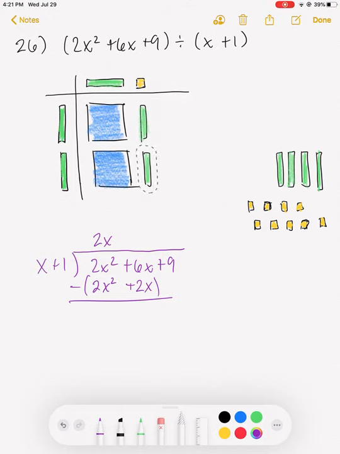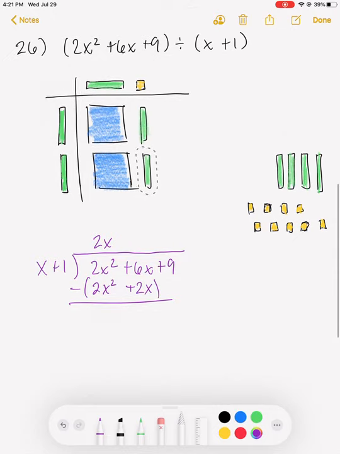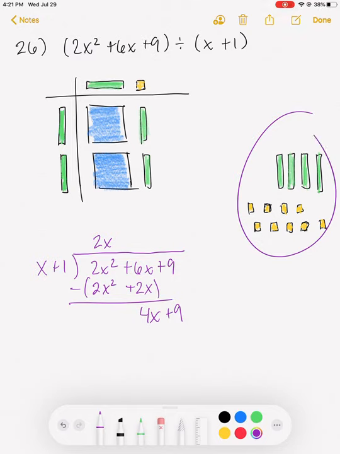Okay. And when we subtract them off, we have 2x squared minus 2x squared, which is 0, and then 6x minus 2x, we have 4x. That represents those ones right there. Then we're going to bring down the 9, because now we're going to include all of these in my distribution across this rectangle problem.